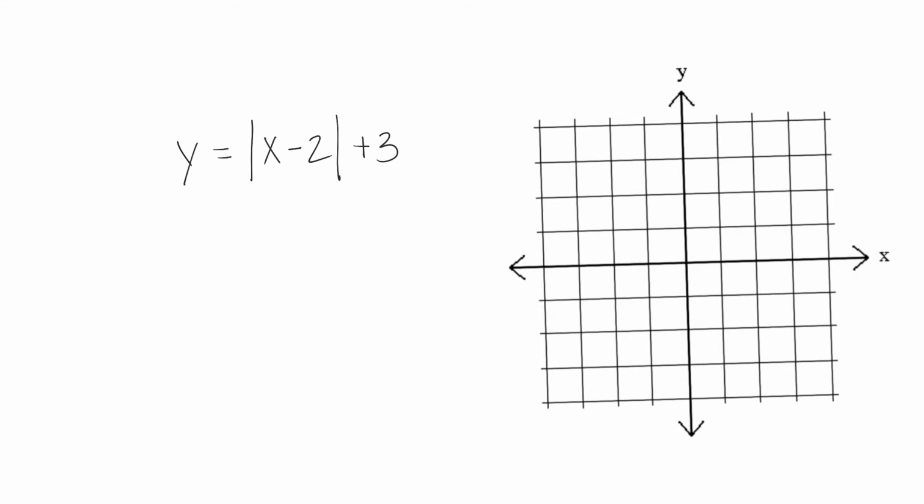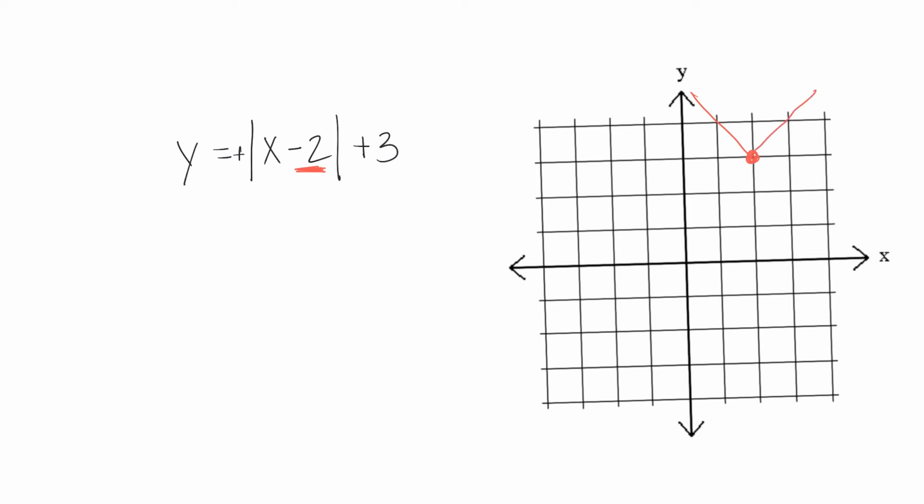So let's look at this. We know it's going to be V-shaped. We know it's going to open up because this is positive right here. So we're going to move our graph. This negative 2 tells me that it's going to move 2 to the right. And that positive 3 tells me it's going to go up 3. So I'm going to put a coordinate right here at 2, 3. And then I'm going to draw my V shape.